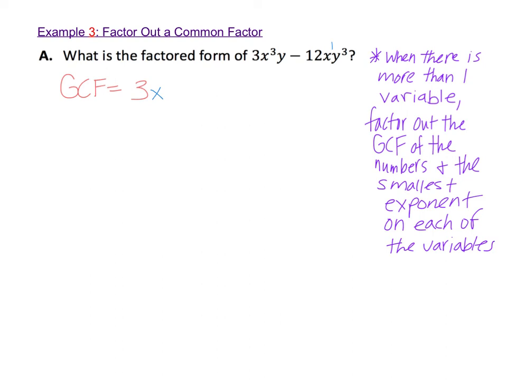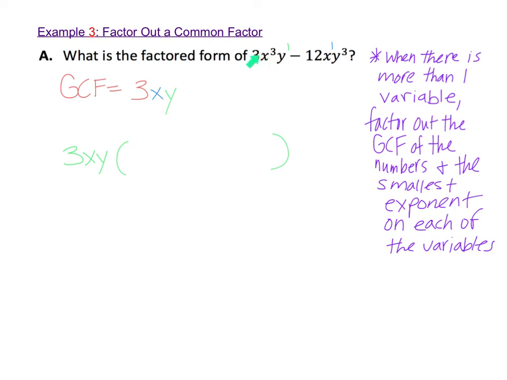For the y, the first term has a y, the second term has y to the third. We can only take out a y because both terms have a y in common. So now 3xy is the greatest common factor. Put that outside your parentheses and let's see what's left over.